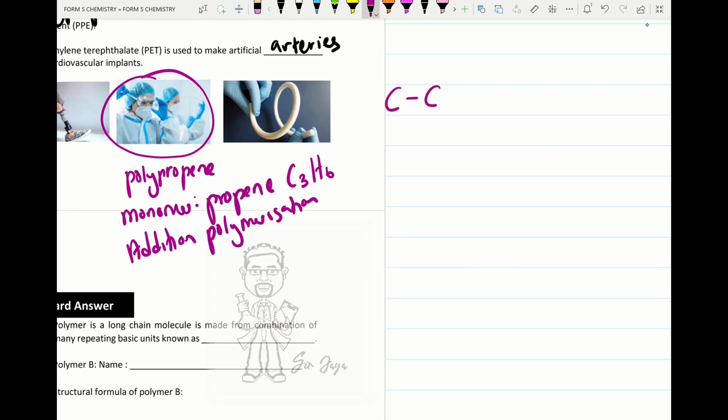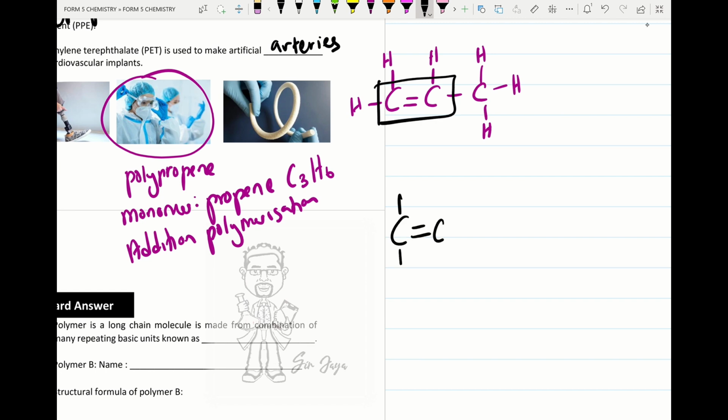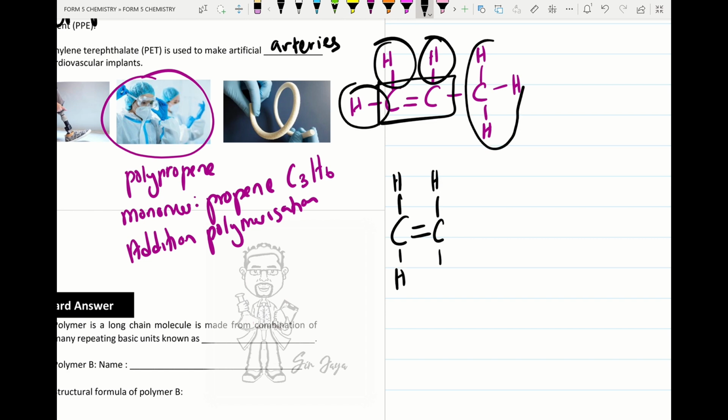So we draw the structural formula of propene. Here we have a double bond. Each carbon must have 4 bonds. So I cut the C double bond, and write down C with bonding on the top and bottom. I take this H and put it at the bottom, this H on the top, and this whole thing I make it CH3. Then I open bracket, close bracket, and put n.